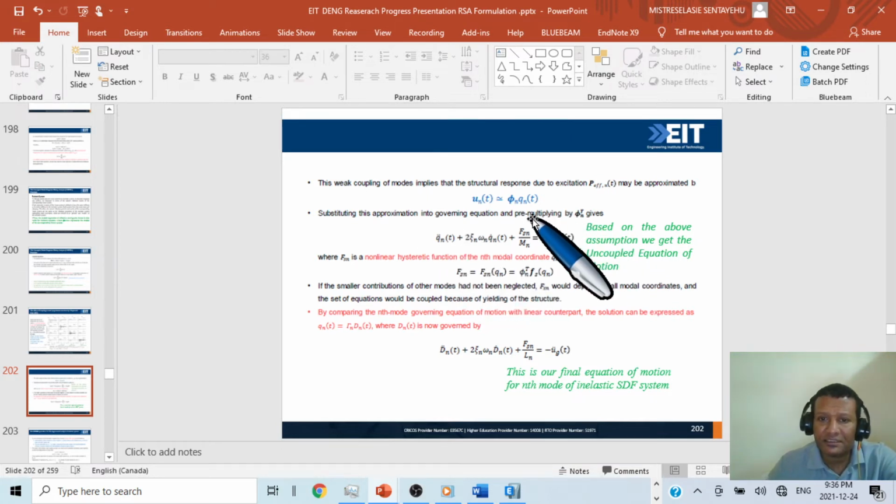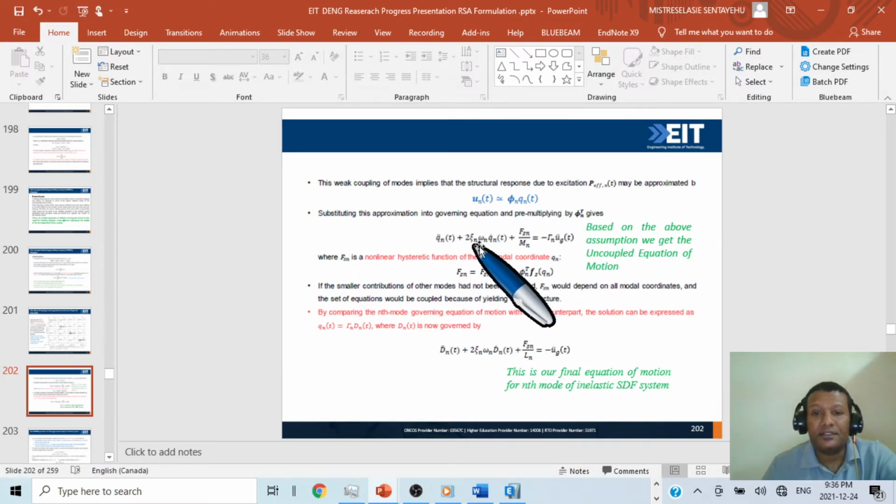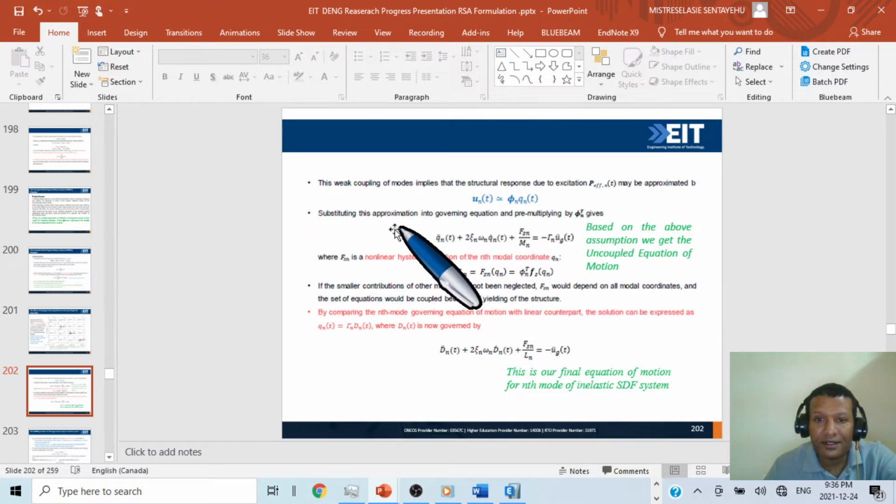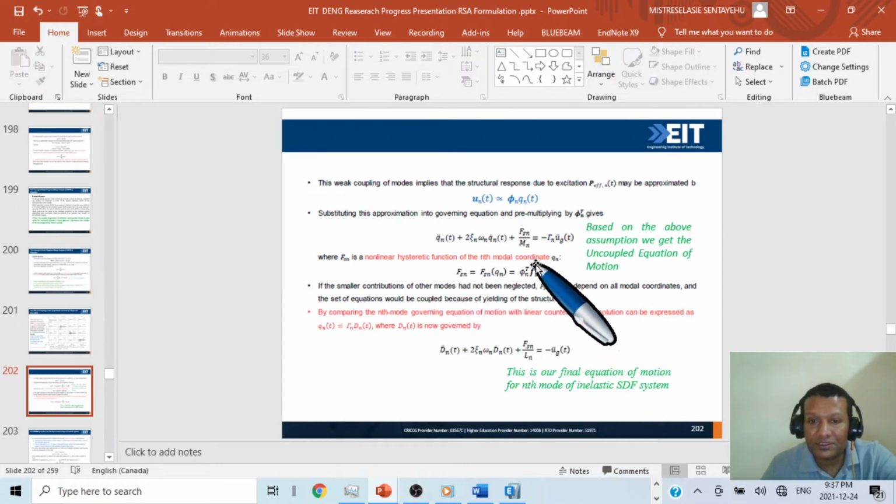Based on the above assumption, we get the uncoupled equation of motion just by multiplying with phi transpose. I explain this step by step in the classical modal analysis. You can refer to the first video for how we came up with this equation. Now we get the uncoupled equation of motion, where Fsn is a nonlinear hysteretic function of the nth mode coordinate Qn. So for Qn we have Fsn. So Fsn is equal to Fsn of Qn. This will be phi n transpose times Fsn of Qn.